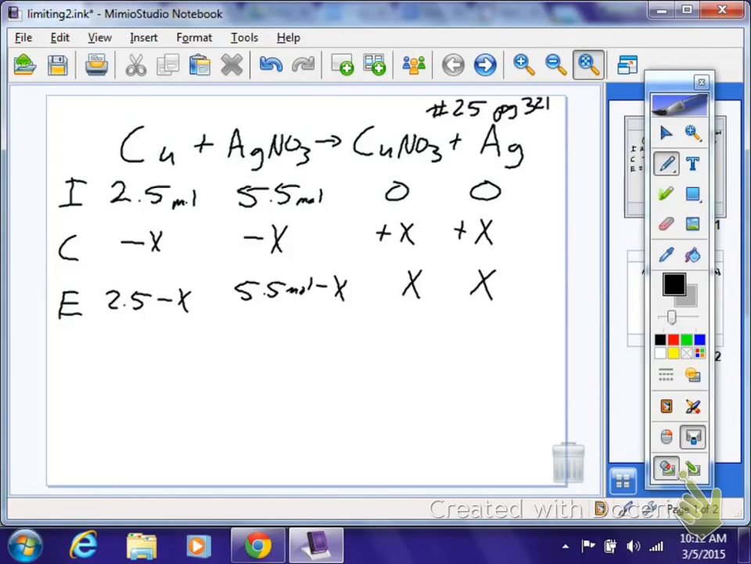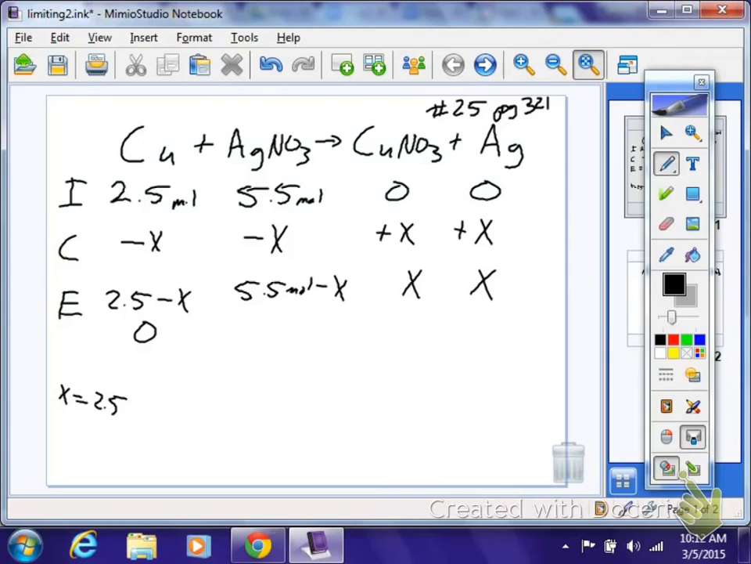All right. So here we go. We know x is 2.5 because it's our smallest number of moles in our ratio. So x equals 2.5. So 2.5 minus 2.5 is 0 moles. So guess what? Copper's limiting. So that's the first question. Number 25, it says, identify the limiting reactant. It's copper. You write that down. So there's our first answer. Say it's worth 2 points. Got it. 2 points. We keep on going.